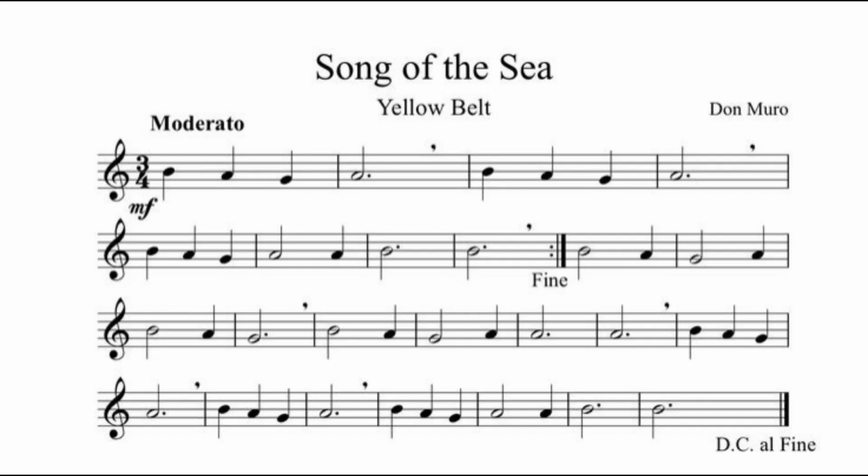So we're going to look at a simple score, and we're going to take it apart a little bit and note some things. All right, so this piece is called Song of the Sea, and it's by Don Muro, from a bigger work which is called Yellow Belt. So right off the bat, we have some information there. I'm going to give you a couple of seconds to browse through, and then we can point out some things in terms of what we're looking at and what we should be analyzing.